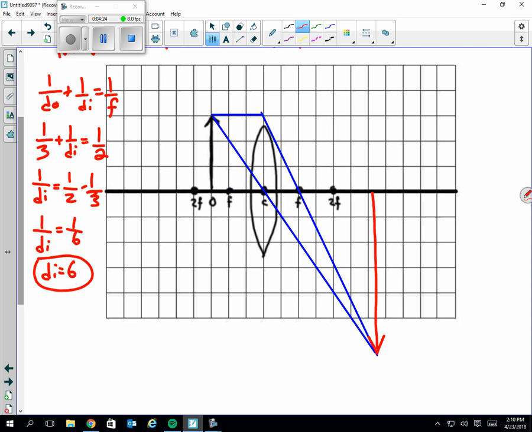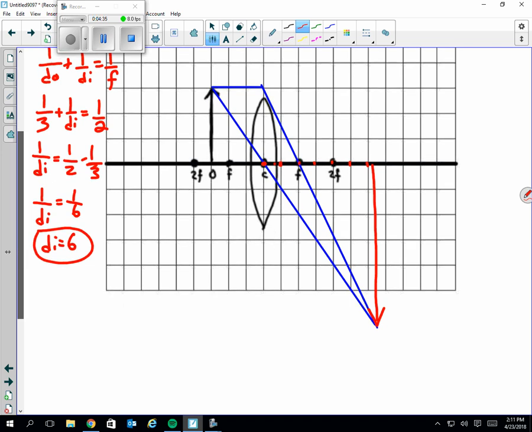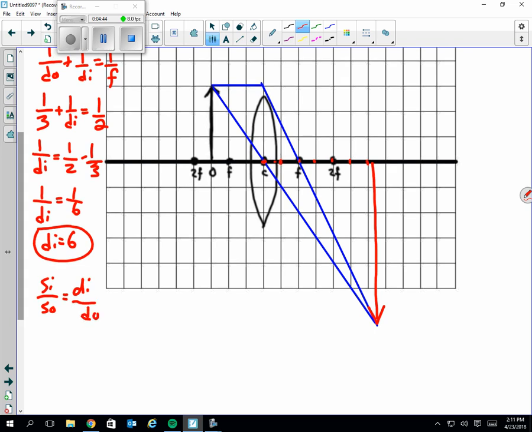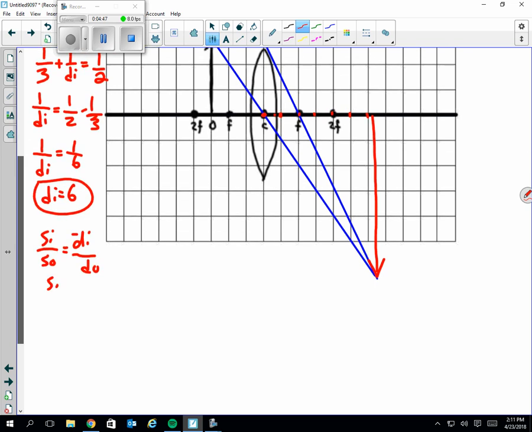And if I look at my diagram, I start from the center and count over 1, 2, 3, 4, 5, 6. I put it a little bit over 6, so it's very close. So it verifies our ray diagram, because the ray diagrams aren't going to be perfect. Then SI over SO is negative DI over DO. So SI over the size of the object, 3 again, equals minus, and DI was 6, and DO was 3. So I get the size of the image is minus 6. Minus is pointing down. And again, it's not exactly right, but it's about 6.